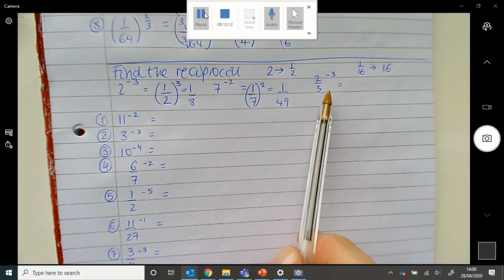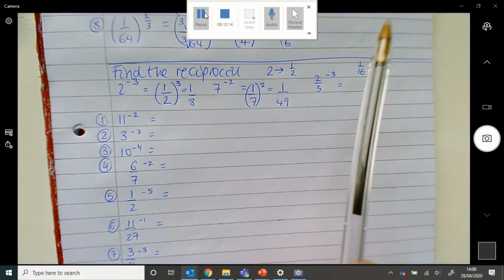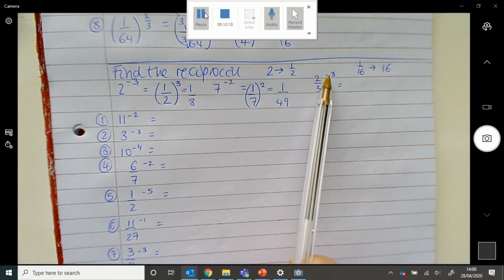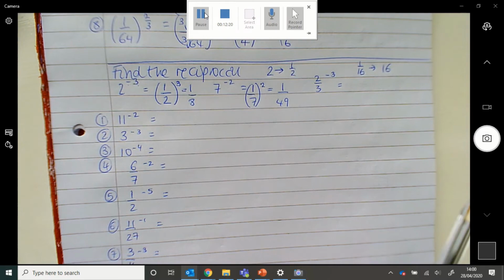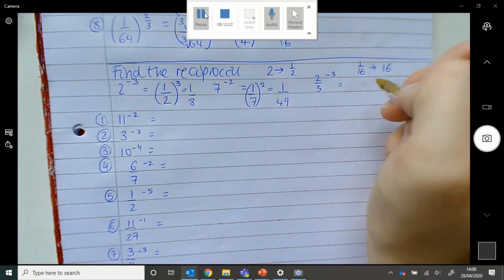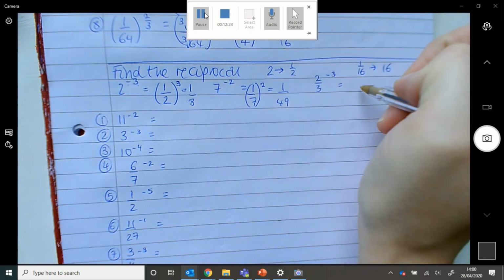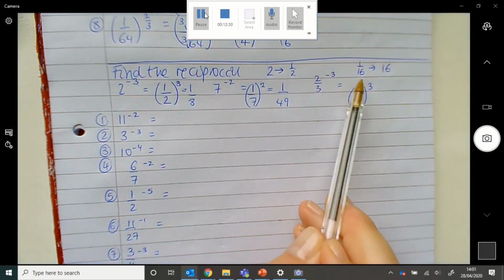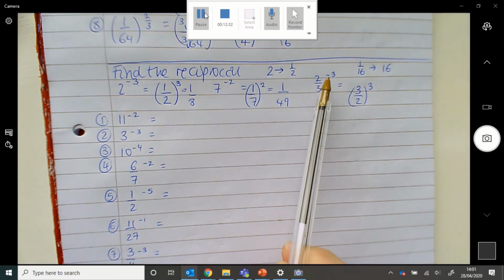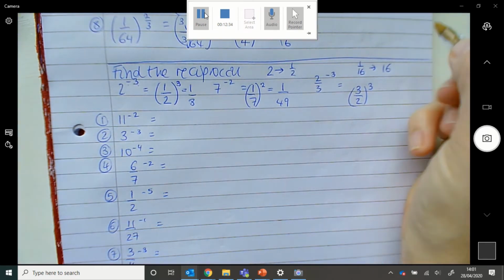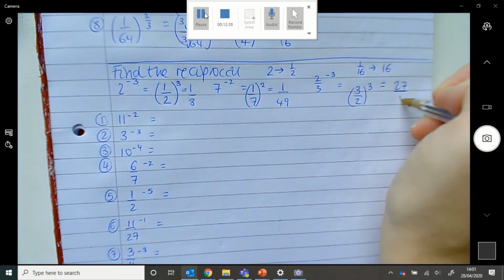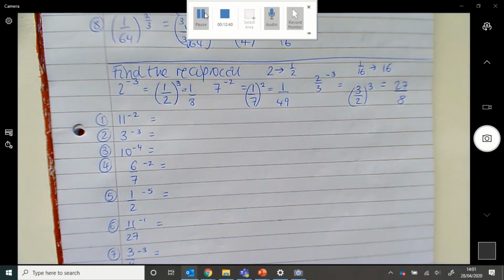Final one, most challenging one if you'd like to think about it in that way. I've got a fraction already, 2/3. I've got a power of a negative 3. So the first thing is to use the negative power, which means find the reciprocal. The reciprocal of 2/3 is 3 over 2. And I've still got that power of a 3. I've got rid of the negative bit in my power because I've used the reciprocal part, but I've still got that power of a 3, so I need to cube everything. 3 cubed is 27, and 2 cubed is 8.